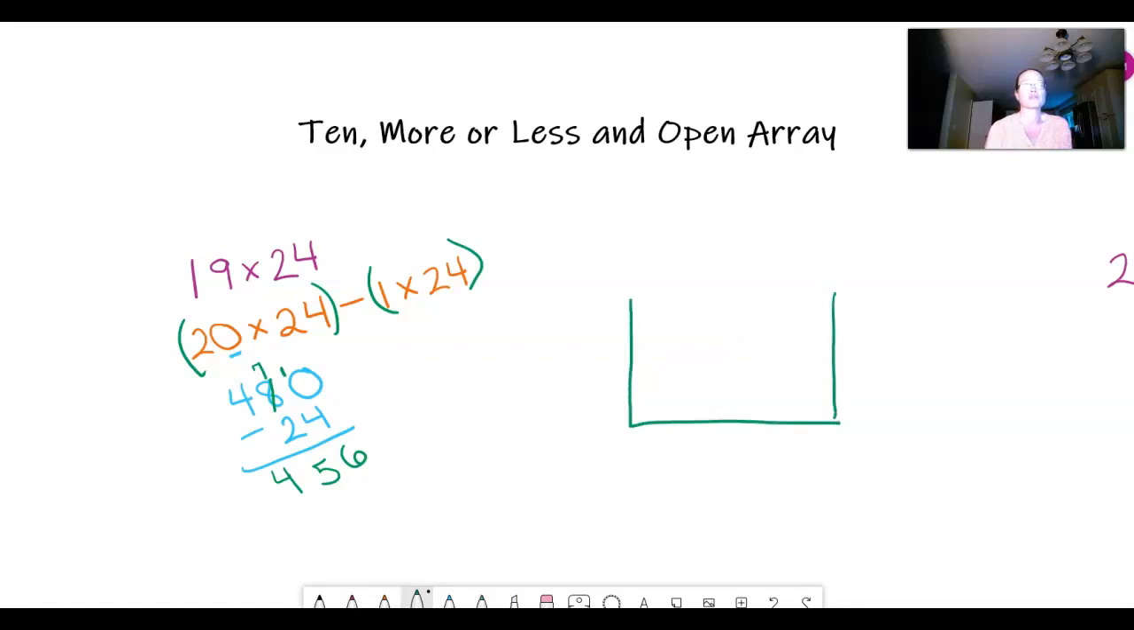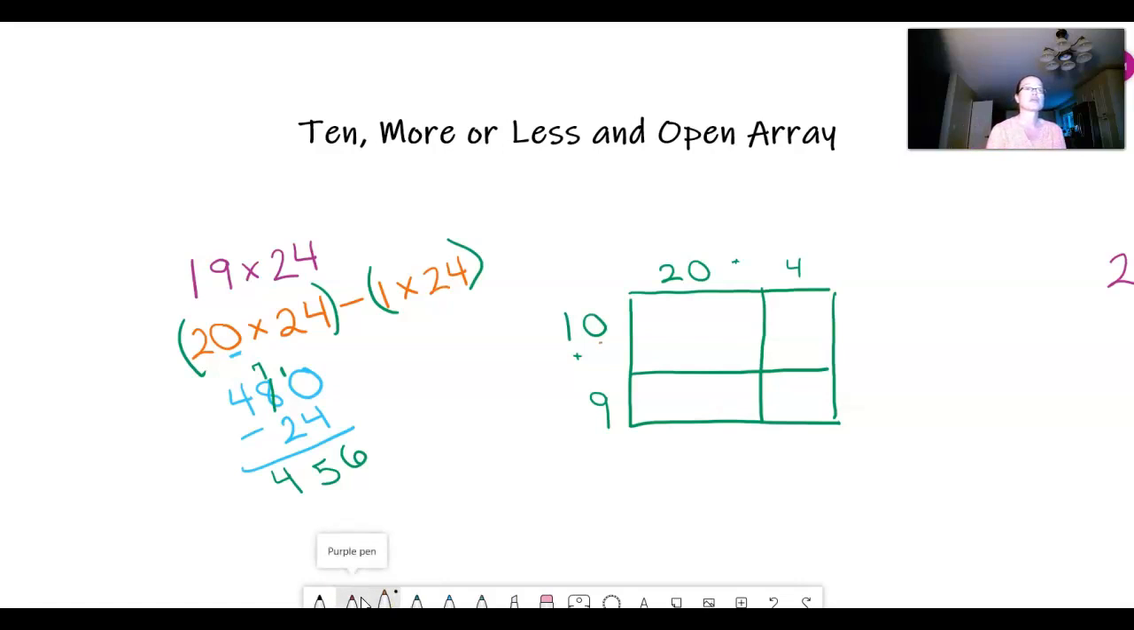You're just going to make a nice rectangle. I'm going to take my 19 and break it up into 10 plus 9. I'm going to take my 24 and break that up into 20 plus 4. And now I have 4 separate areas that I'm going to find. My 2 place value holders, and just 2 times 1. Okay, again, 10 times 4, you know that's 40. 9 times 20, place value holder, 2 times 9, yep, 18.